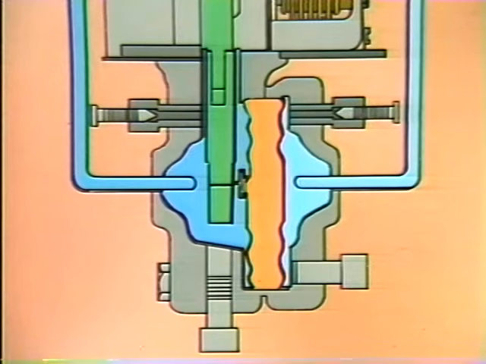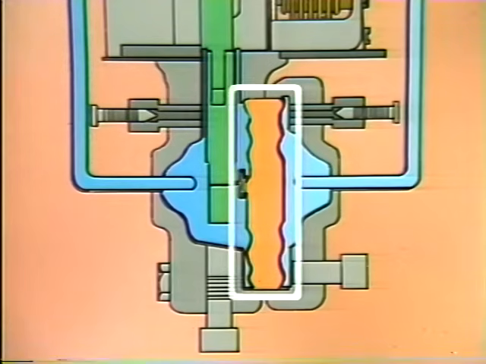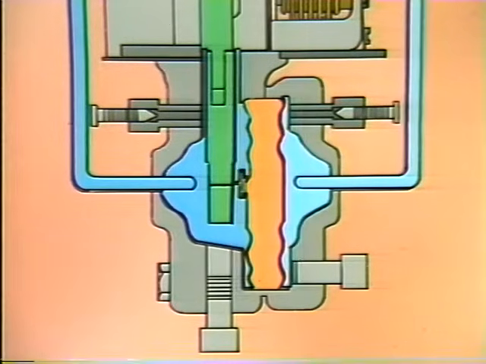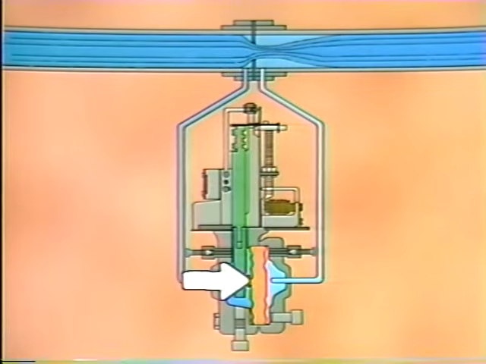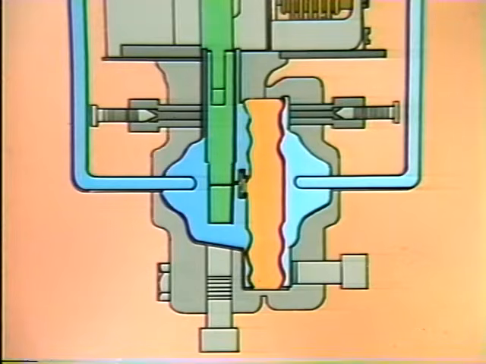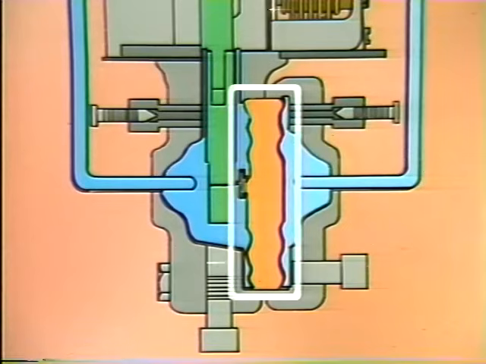A change in the difference between these pressures would cause the diaphragm to move a minute amount. For example, if the flow through the pipe increased, the differential pressure would increase, and it would move the diaphragm just a small amount in this direction. In this way, the diaphragm acts as the input mechanism for this transmitter.